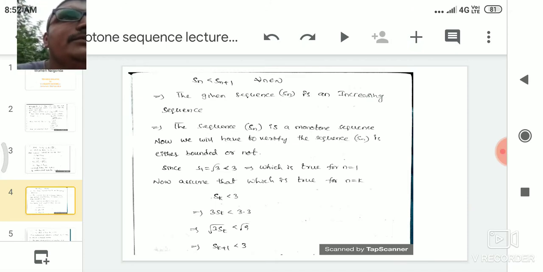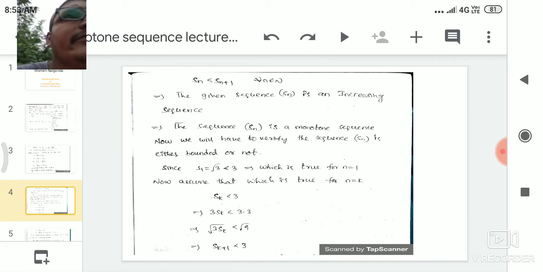So this condition shows that the given sequence Sn is an increasing sequence. Whenever a sequence is an increasing sequence, then it is obviously a monotone sequence. Therefore the given sequence is a monotone sequence.